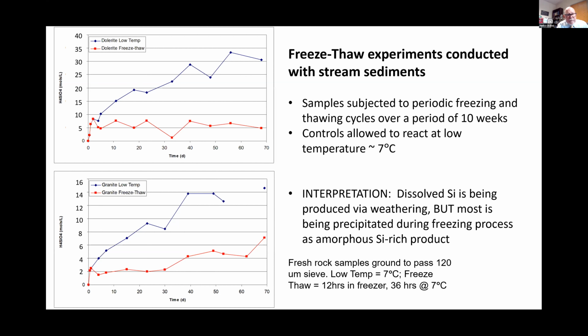The bottom is the same type of plot except for the granite. And you can see that in the freeze-thaw plots, the dissolved silica concentrations remained at a very low level, while in general, the silica concentrations increased in the controls. And you can notice that the dolomite actually produced more silica than the granite did, which we would have predicted. Our interpretation of this is that during the freeze cycle, as I showed you in the previous slide, the dissolved silica that's forming via weathering is actually being removed by the freezing process.